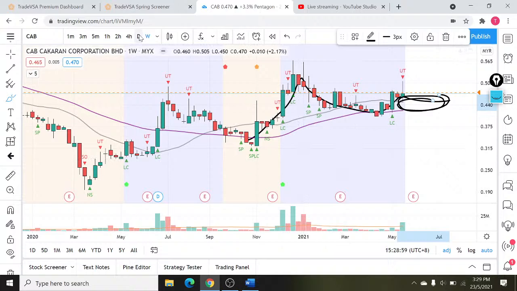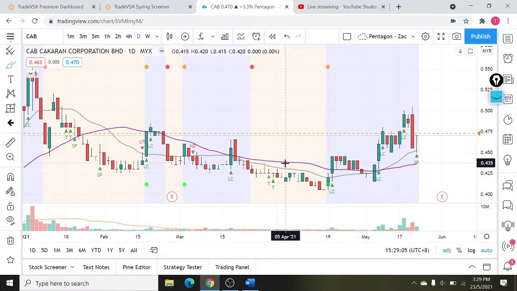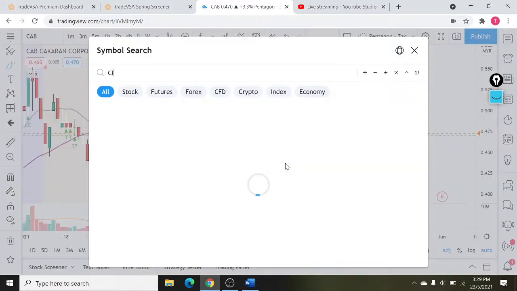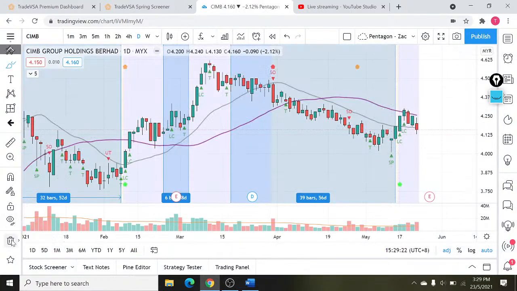So this is usually how I look into it, but I seldom use weekly chart for entry. I just use the weekly chart to look for the overall trend. Is the stock having a reversal, or making a temporary pullback, which is the reaccumulation? Then I use the daily chart to look for entry. So example CMB, just the last one before I close.